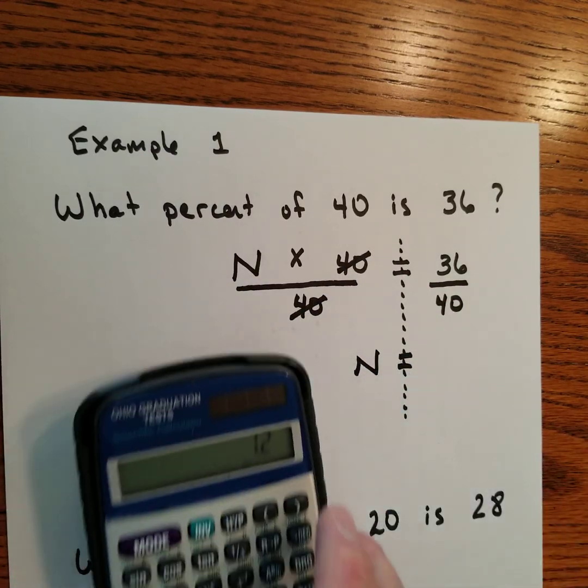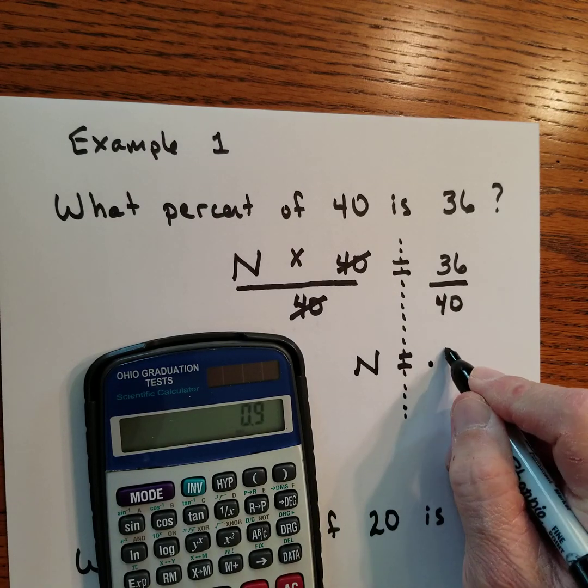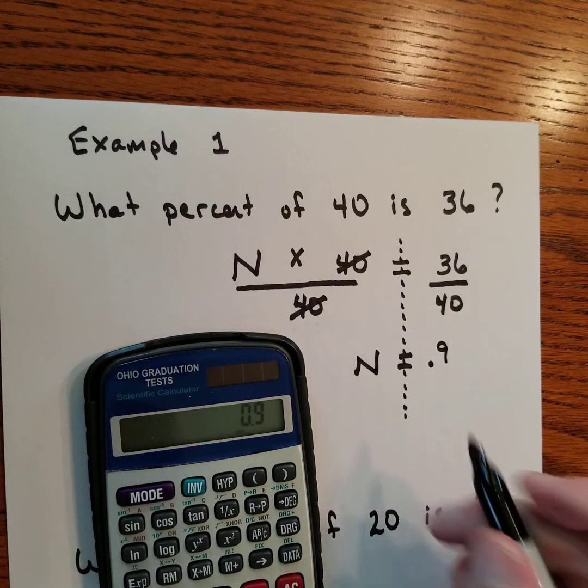Now when I do that division, I must type in the 36 first. Type in 36, divide by 40. And my calculator gives me 0.9.